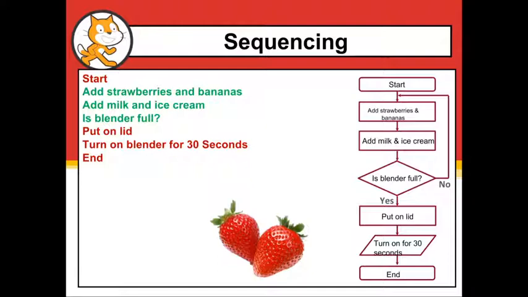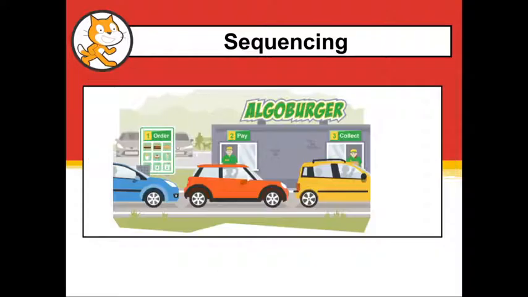Then we come back and ask ourselves, is the blender full? Okay, maybe now the blender's full. We're going to put on the lid, turn on for 30 seconds, we have our smoothie. And that's the example of an algorithm to make a smoothie and how that works. Now, let's look at a slightly different algorithm. Let's see how this is affected by the order of the sequence, and it's important.